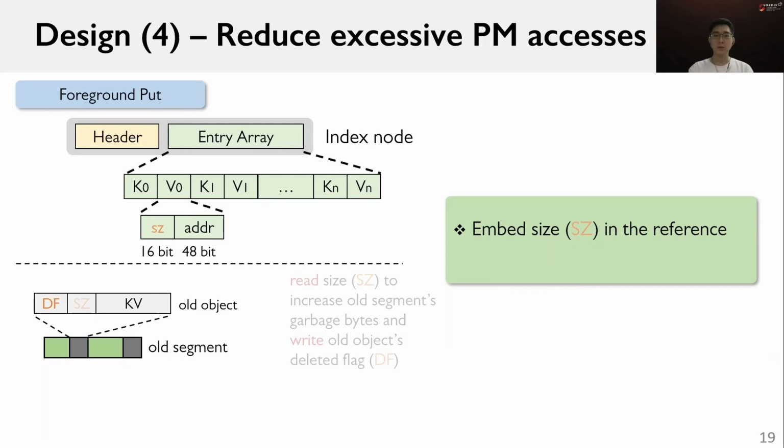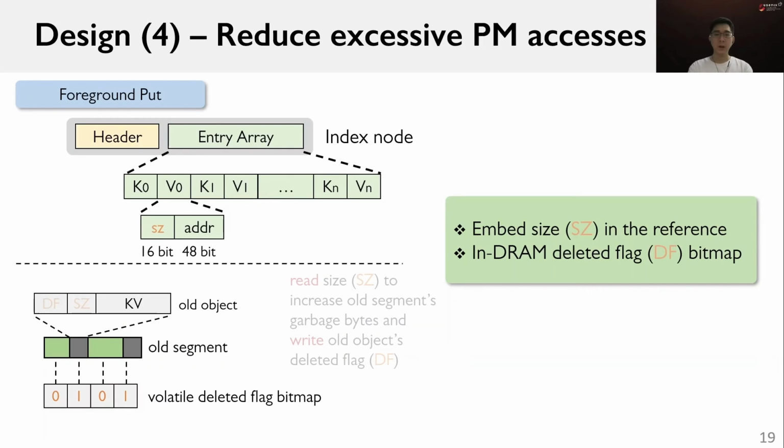To reduce the PM read of size, Pacman embeds the size information in the upper 16 bits of the reference value. Therefore, the size can be acquired from the index when updating the reference. To reduce the PM write of the deleted flag, Pacman adopts a deleted flag bitmap on DRAM for each segment. Pacman locates the corresponding bit of a variable-size object with its offset directly.